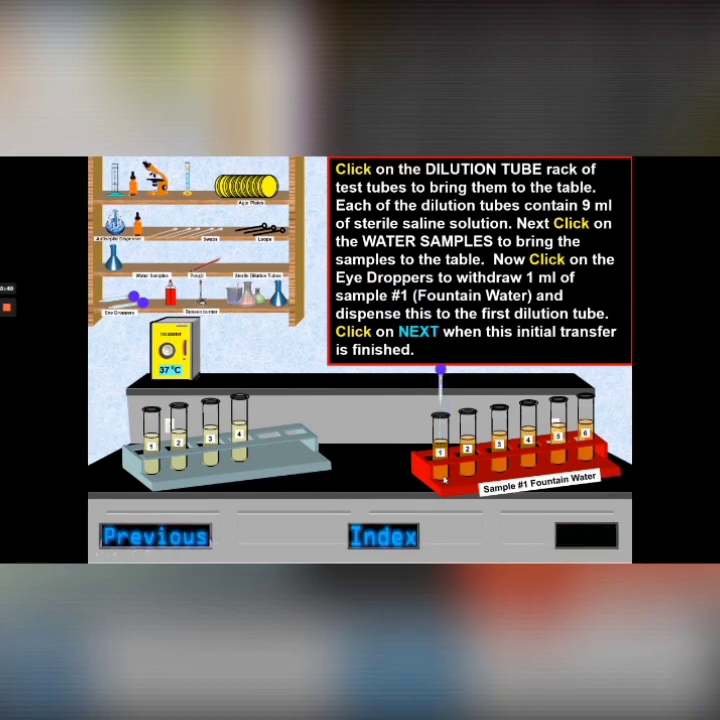So the first sample is the fountain water. Around 1 ml of the sample will be dispensed into the fountain water tube. Then click next.